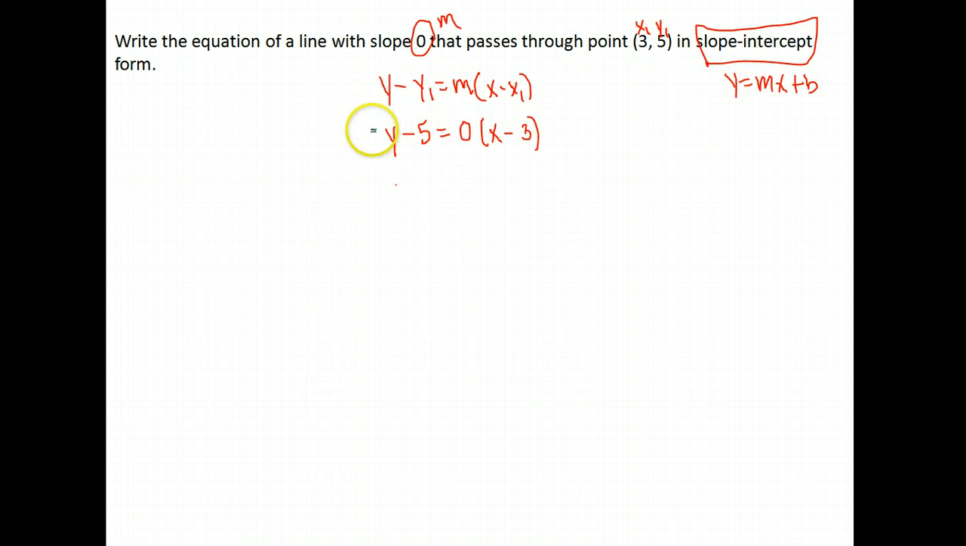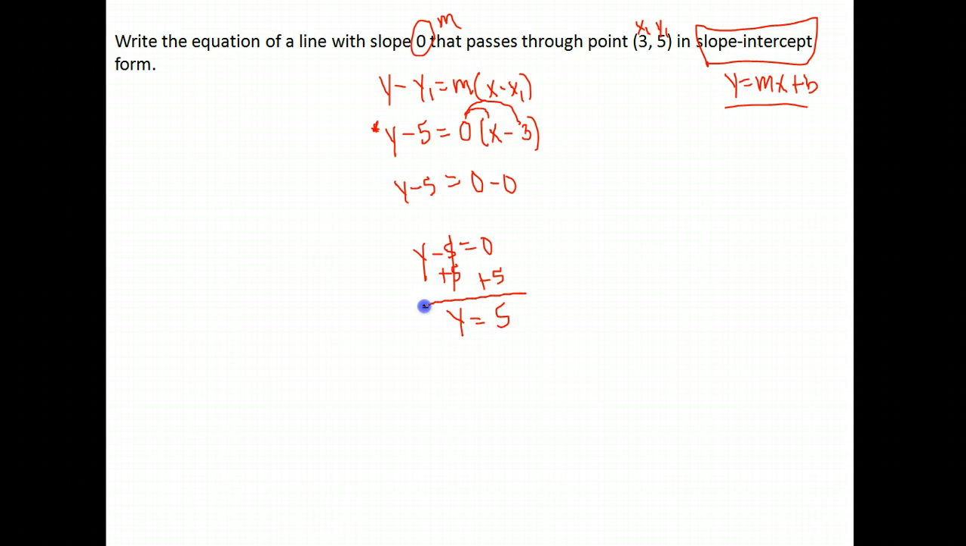So now we need to take our equation we've created and convert it so that it looks like this with y all alone. To do that, first we get rid of our parentheses, so we distribute the 0. 0 times x is 0, 0 times 3 is 0. So on this right-hand side we have just 0. Next we need y to be all by itself, so we add 5. We have to do the same on the other side, and we end up with just y equals 5.